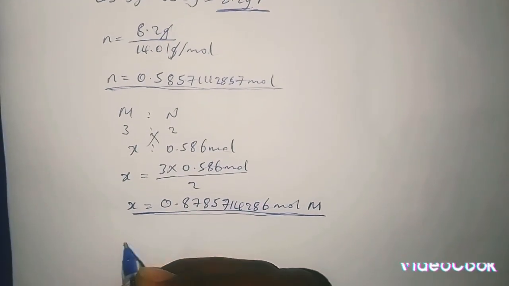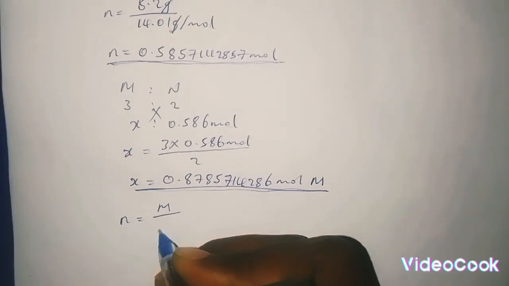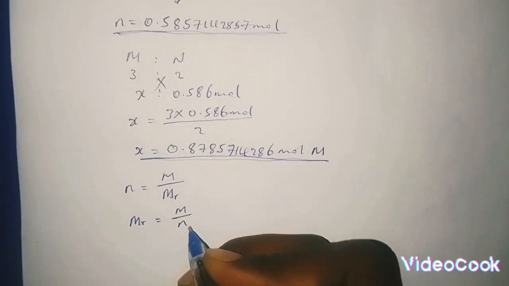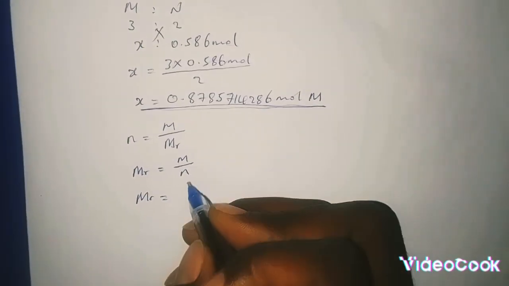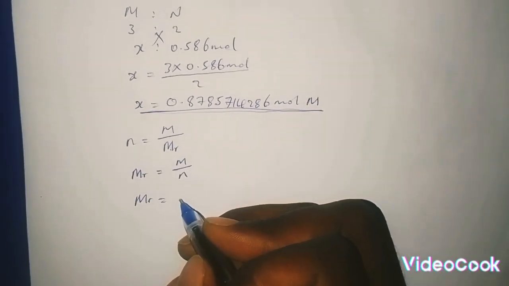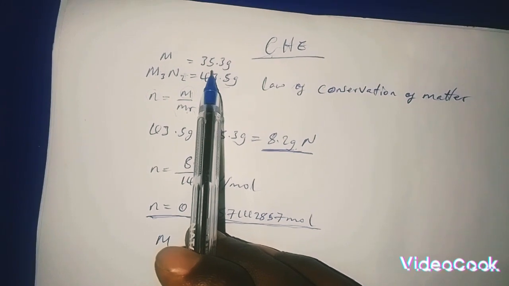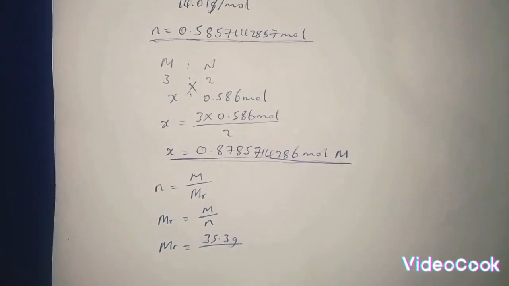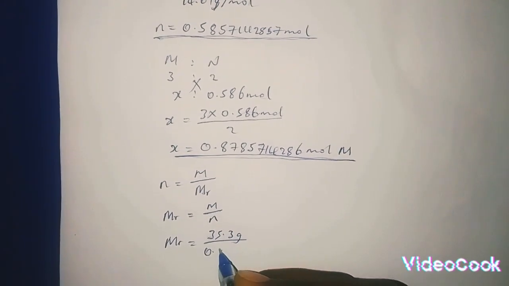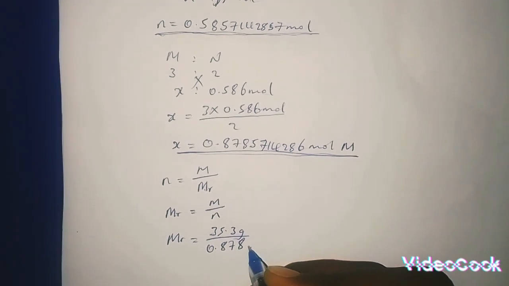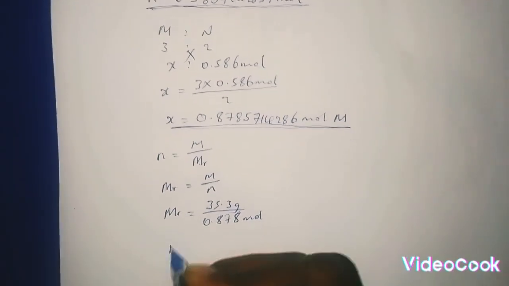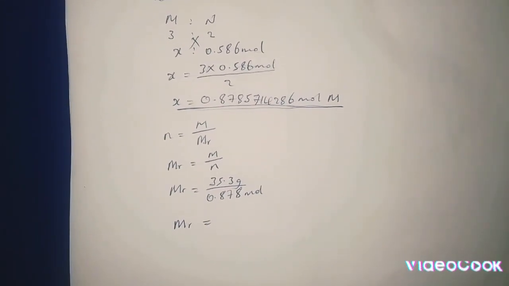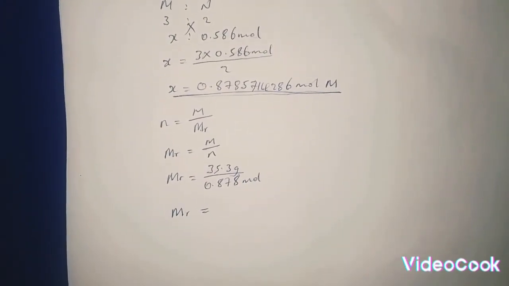So we will say number of moles is equal to mass over the Mr. We are looking for the Mr, so we will say Mr is equal to mass over number of moles. We are given the mass for element M, which is 35.3 grams. So 35.3 grams divided by the number of moles, which is 0.878 moles. Then Mr will be equal to, what do we get?